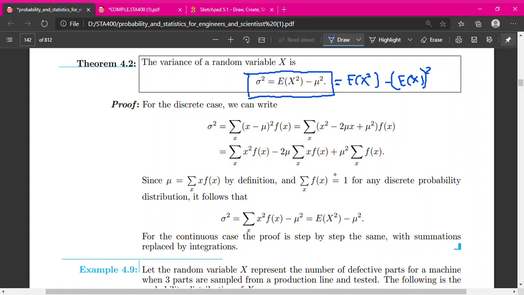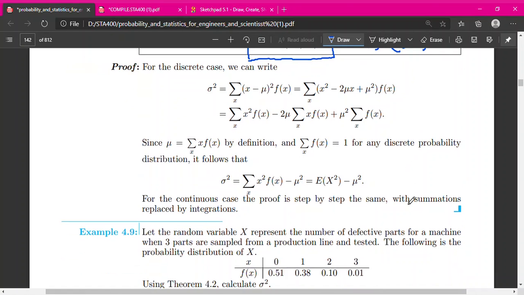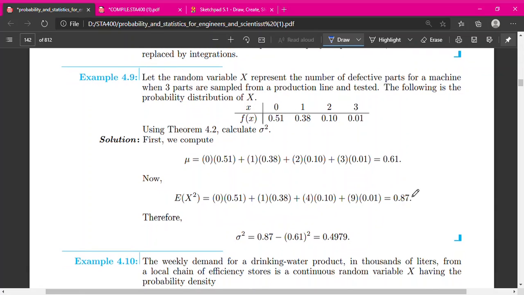Let's say you are more comfortable using this to find the expected value of x squared, so you can use this formula to find the variance. Okay, let's say this one. X represents the number of defective parts for a machine when 3 parts are sampled from a production line. Alright, so first we compute the mean, which is the expected value of X.